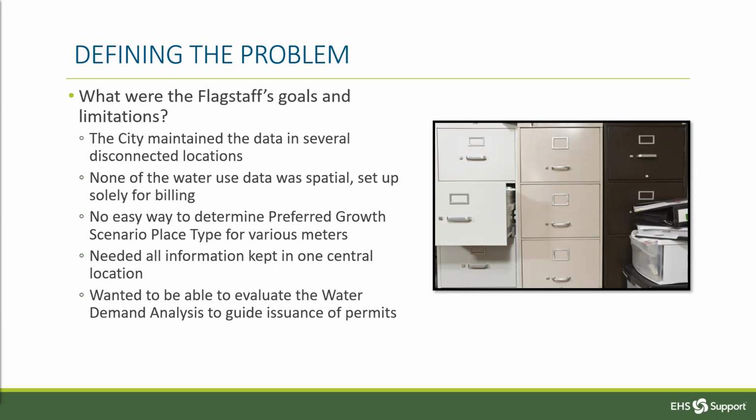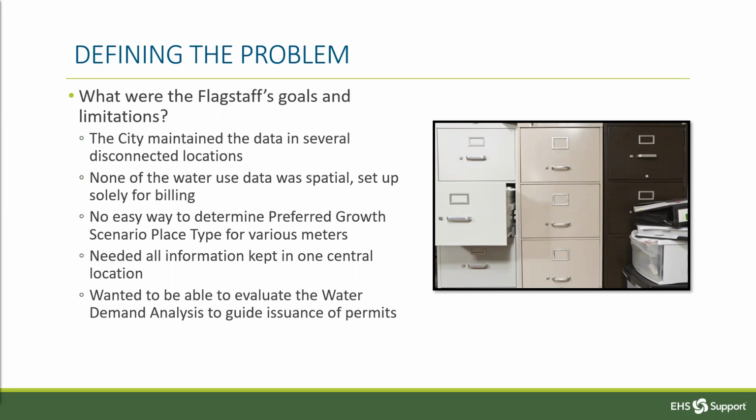The meter data had addresses listed, but only for purposes of billing. If the city wanted to find out which preferred growth scenario place type a specific meter fell in, they would have to open the tabular data, punch the address into Google, get coordinates, and then have the GIS department overlay that on the regional plan zones from the planning department. As you can tell, this was a cumbersome and inefficient process for even a handful of meters.